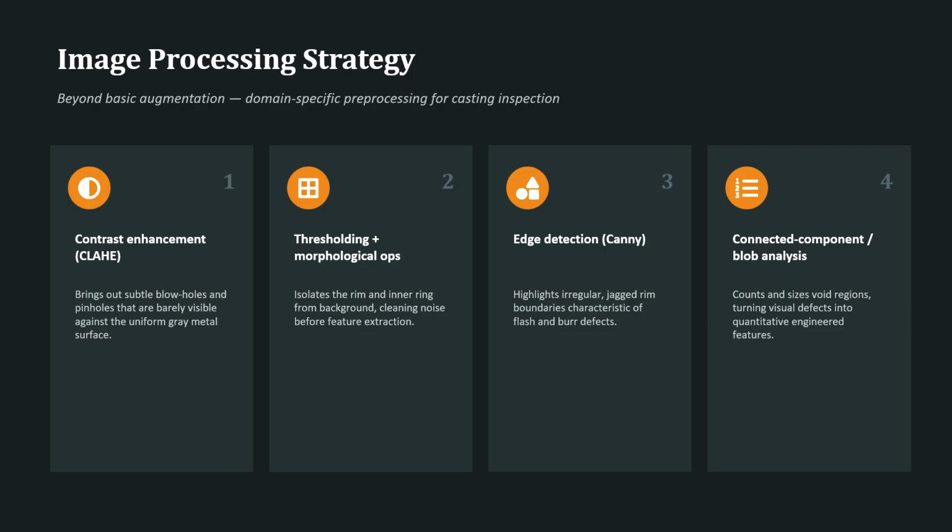So coming to the last slide, which is the image processing strategy. Beyond basic data augmentation, I'm planning four specific pre-processing steps. First, contrast enhancement using CLAHE, which makes subtle voids easier to see against the gray metal. Next, thresholding and morphological operations, which isolate the rim from the background. Next, Canny edge detection, which highlights the jagged rim boundaries that signal burr defects. And the last one is connected component analysis, which lets me count and measure void regions, turning visual defects into quantitative features which I can analyze.